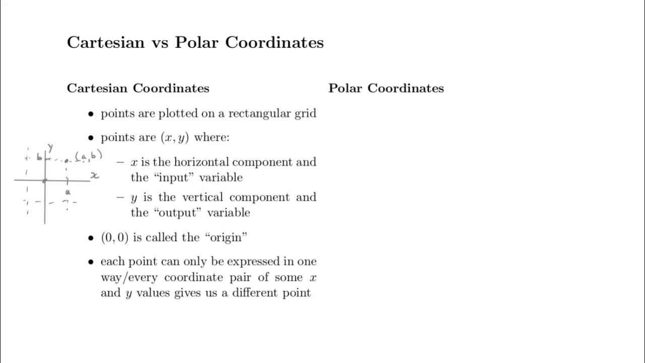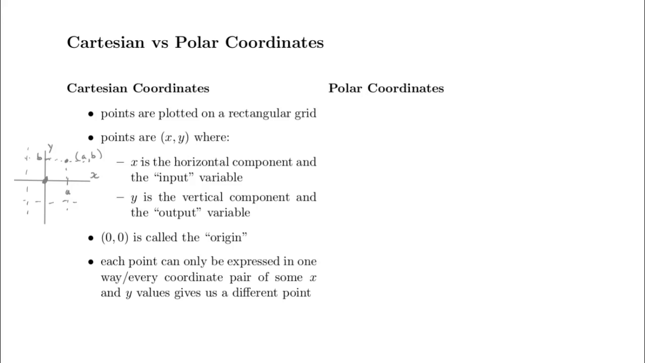We've got this special point here at 0, 0 that we call the origin, and then each point can only be expressed in one way. If you put a pair of numbers together, where one of them is the x value and one of them is the y value, you're going to get a completely unique point. And once you change those things, you're guaranteed to get a completely different second point.